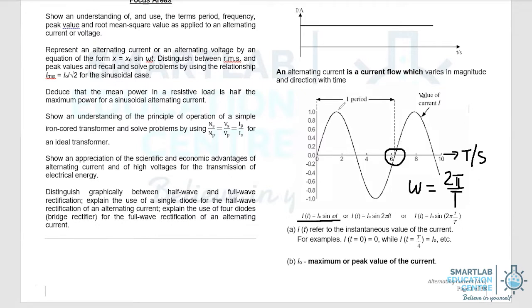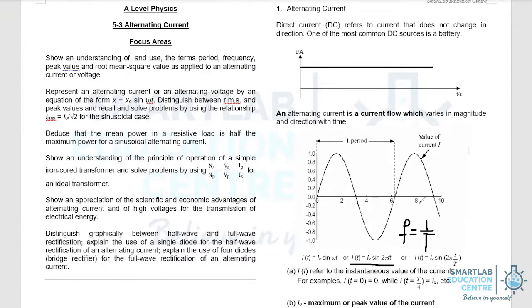And the next part to look at is the maximum or peak current or the maximum or peak voltage. So this is actually the peak current and the peak voltage, which in this case is actually 1 ampere. Finally, we could also represent the current in terms of f, the frequency. So in this case, I is equal to I0 sine 2 pi ft, where f is equal to 1 over T, and T is the period of the AC wave.